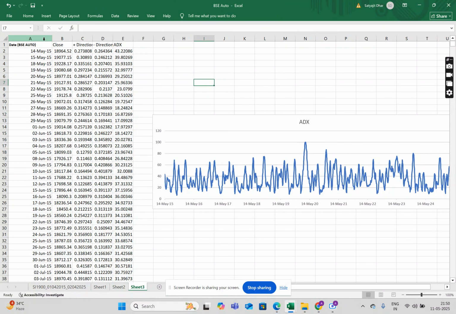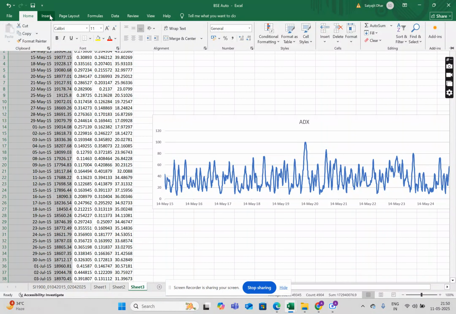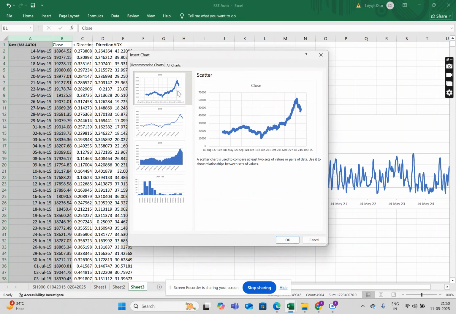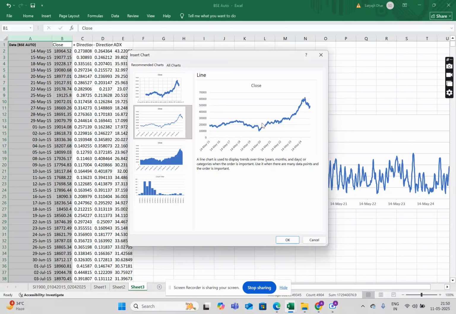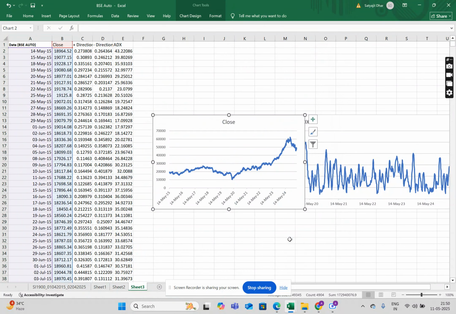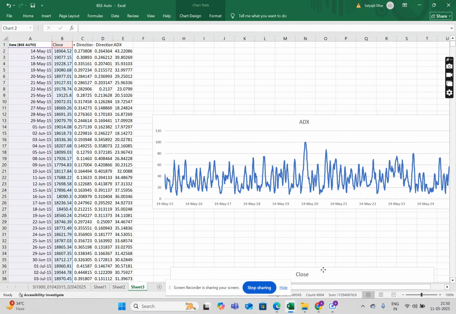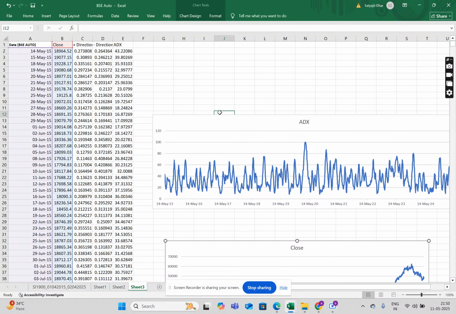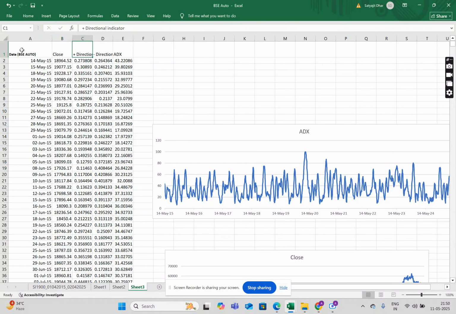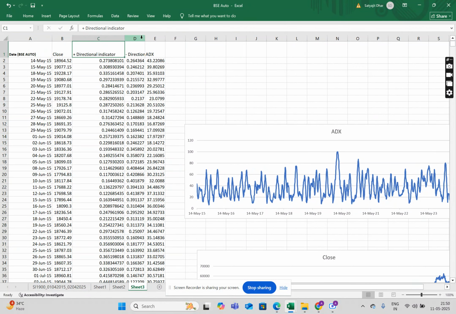So we'll do another curve, and let us just do close, that is the stock prices. See, at around 14 May 2020, the market was falling and then it was rising. So our ADX analysis shows that this particular trend of the market was very strong at that period. We can actually do a different kind of analysis also using the DI, the directional indicators. I'll show you that.